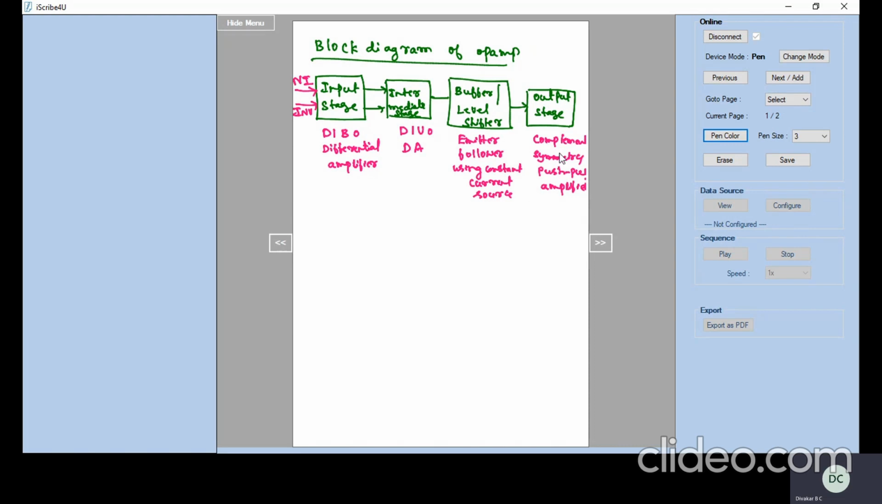And the output stage: the function of the last stage in the op-amp is to supply the load current and provide a low output impedance. Basically, the operational amplifier can be operated in differential modes: single-ended input, differential input, and common mode input. In the single-ended input mode, the signal voltage is applied to one input and the other input is grounded.